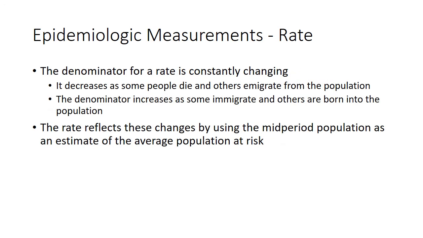So for rate, the denominator is constantly changing, and it decreases as some people die and others maybe leave the population. On the other hand, the denominator can increase if some people immigrate into the population, or if others are being born into the population. So imagine if someone immigrated into the nursing home community, that would change your denominator by increasing it, right? And so rate reflects these changes by using that mid-period population as an estimate of the average population at risk, right? So you're trying to take all these factors into account, and it's just an estimate. It's not perfect, but it works for our purposes to determine rate.